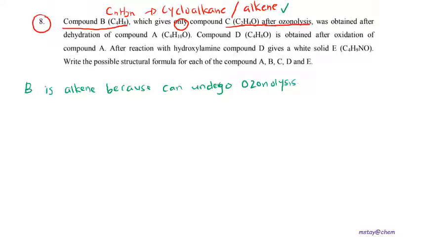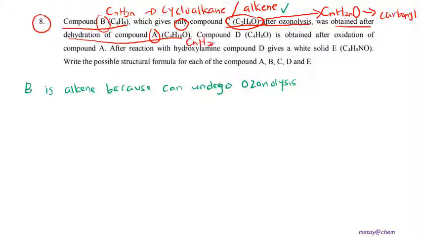Okay, then we continue. This compound C, C2H4O, CnH2nO, is a carbonyl compound. It was obtained after dehydration of compound A. So if we want to produce B from A with the general formula CnH2n+2O, we basically know that A is the alcohol.